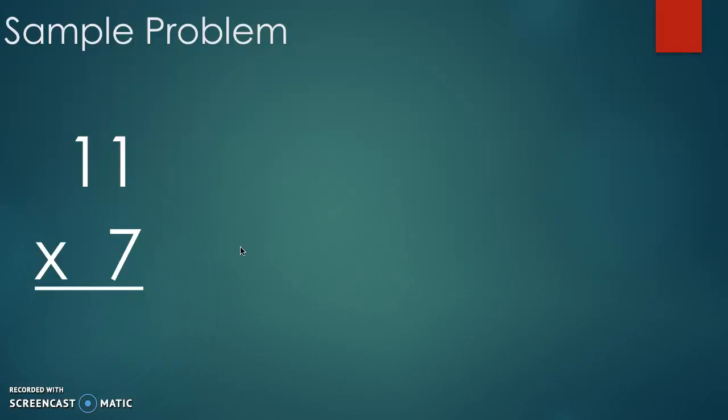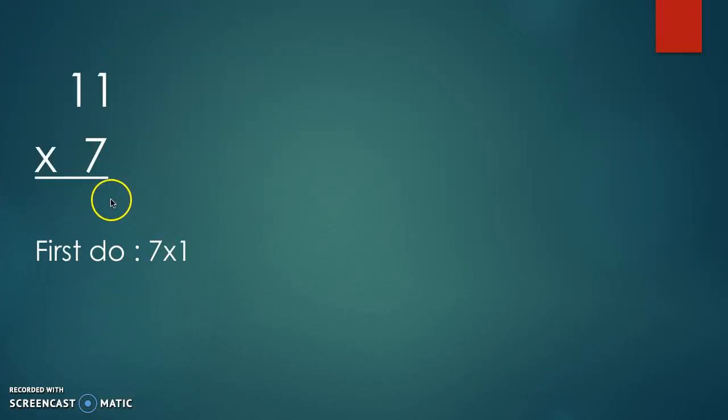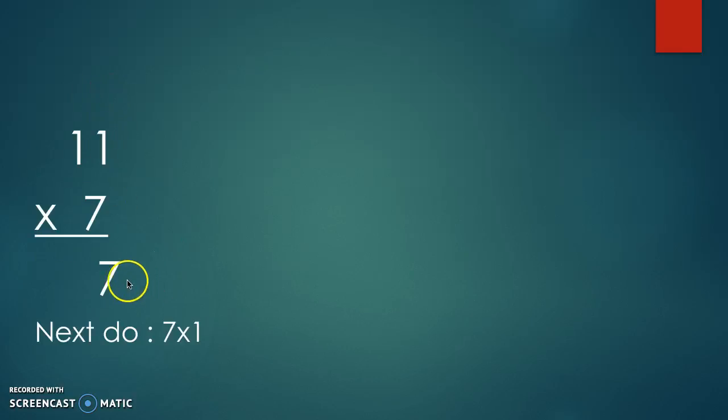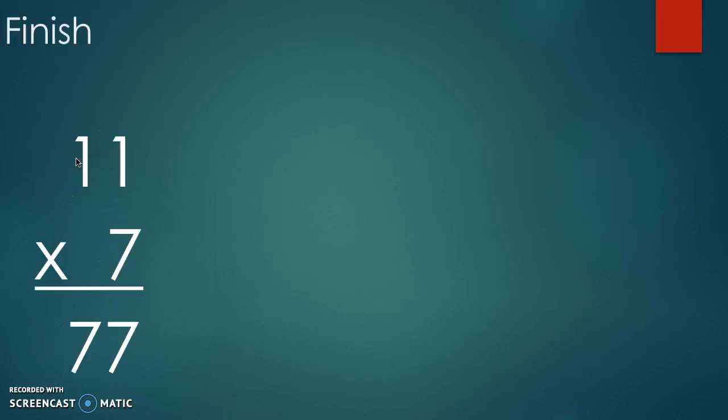Next, I did a sample problem for a 3rd grade level, 11 times 7. First, you take the first 7 and multiply it by the 1, and of course you get 7. And then next, you're going to do the next 7, or this 7 times the next 1, and you're going to get another 7, which will get you 77.